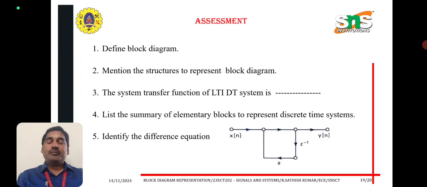Define block diagram. Block diagrams are representations of discrete time systems, called block diagram representation. Mention the structures to represent block diagram: direct form 1, direct form 2, cascade form and parallel form.